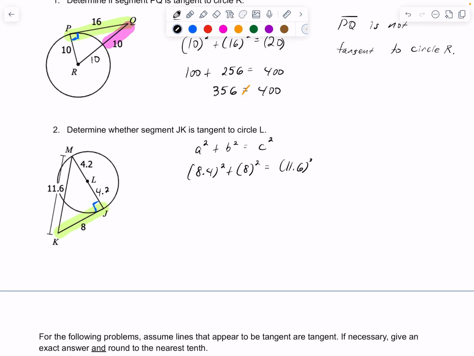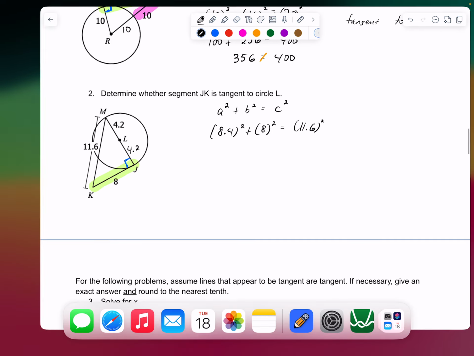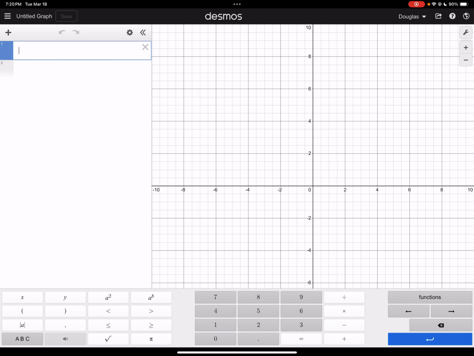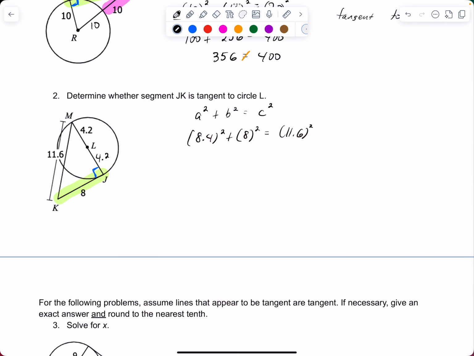I do have some decimals here, so I'm going to use my calculator. So 8.4 squared, that's going to be 70.56. I do know this is 64. And then 11.6 squared.